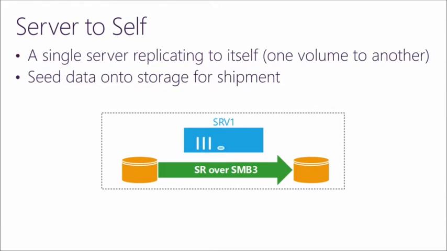Seed the data onto storage for shipment. So for instance, if you've got a big volume and you want to send it off maybe to another location that you can't replicate to, you want to get that initial seed to another location where it's not able to synchronously replicate because it's a huge amount of data. You could replicate a volume onto a spare volume that you could then extract from that server, ship it, bring it up in the second site, and then start the replication and just the delta changes. So you've got a bit of flexibility there.